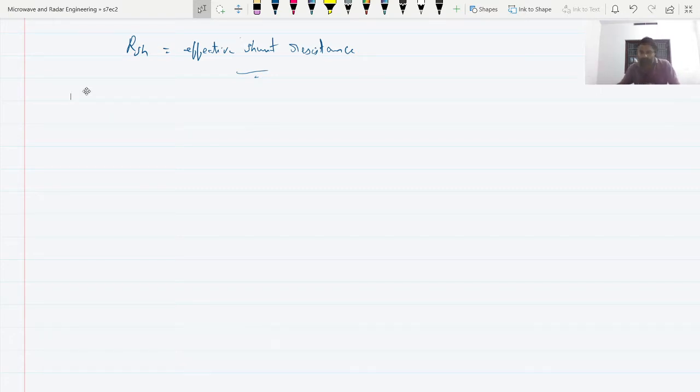So, in the last class, I had discussed the electronic admittance of a reflex klystron. Let me proceed with some problems related to the reflex klystron oscillator. There are three problems related to the reflex klystron oscillator. The first one, problems on reflex klystron oscillator.